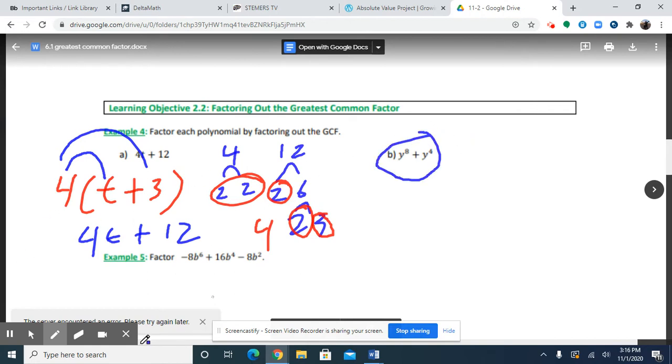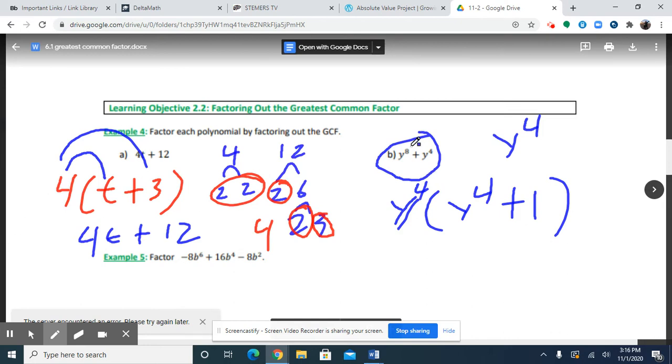Same thing in example B. So we would look at what our common factor is, and this one's a little bit easier because we just had to look at whoever has the lowest exponent. In this case it is y to the 4th power. So if we were to factor out y to the 4th, we would actually be left with y to the 4th plus 1. And again, we can verify this by distributing and multiplying into everything.